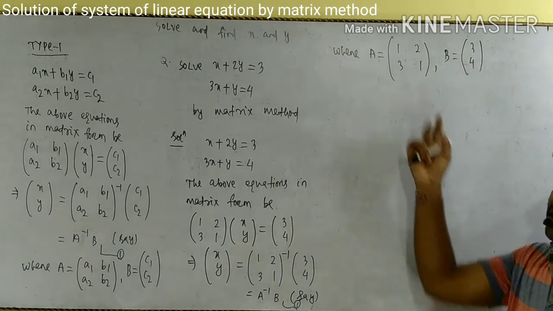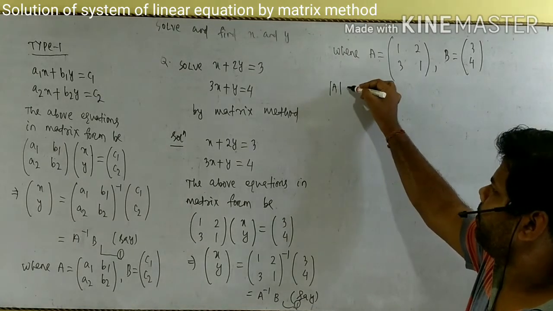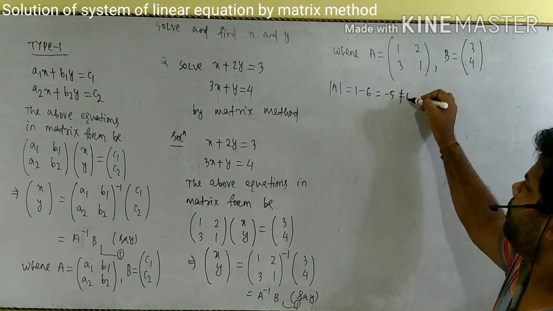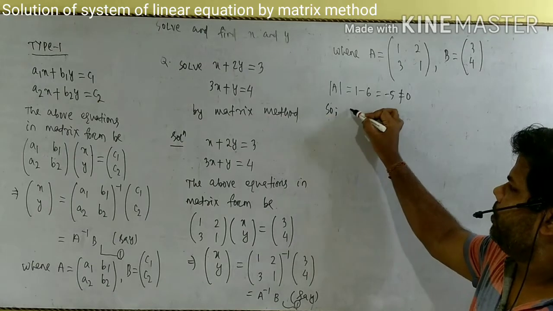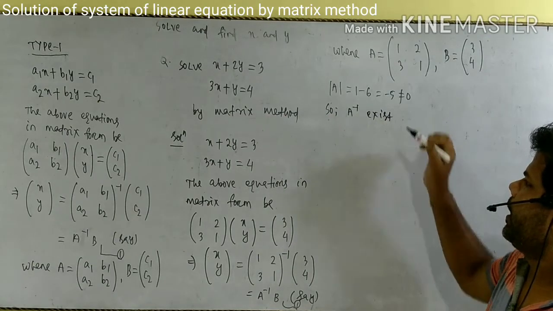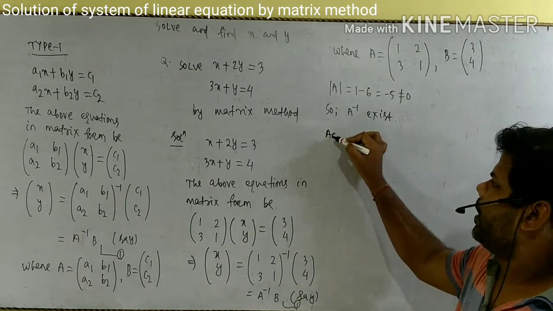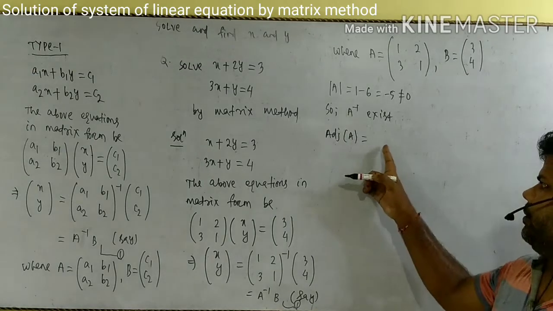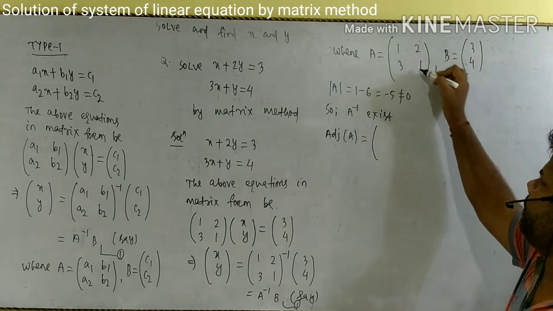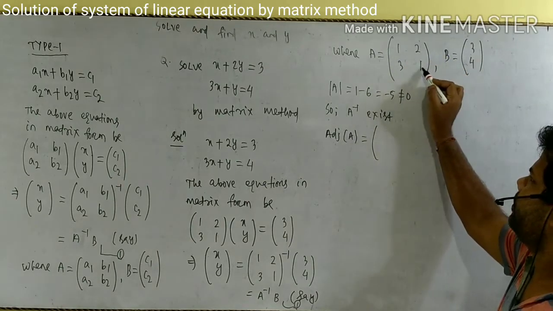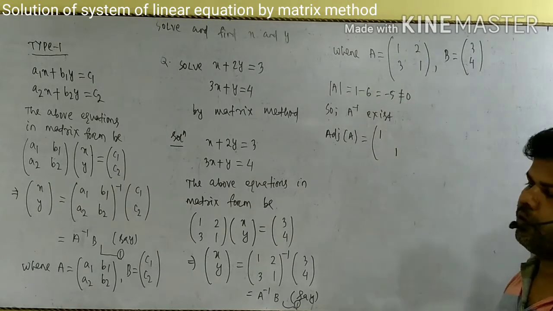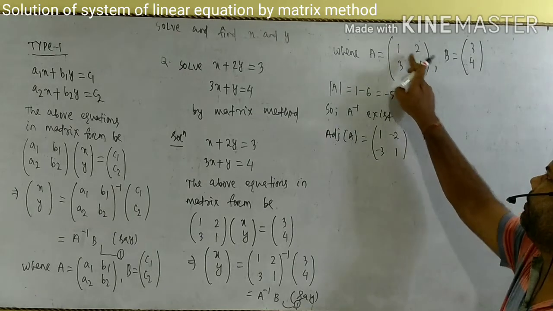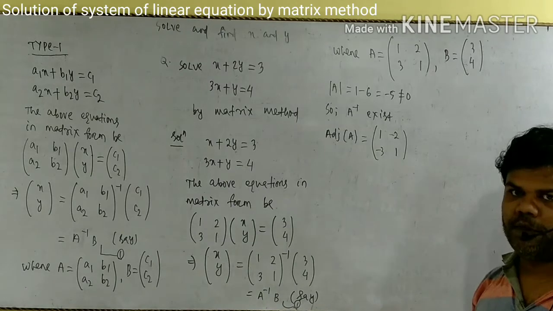Now, find the inverse of this matrix. First, find the determinant of this. What is the determinant? 1 minus 6, minus 5, that means not equal to 0. If the determinant of A is not equal to 0, then A inverse exists. I have told you, if A is a 2 by 2 matrix like this, we can find the adjoint of A like this. That means you have to interchange the 1 1 and 2 2 elements, and for the other elements you have to put a negative sign. This is your adjoint of A.